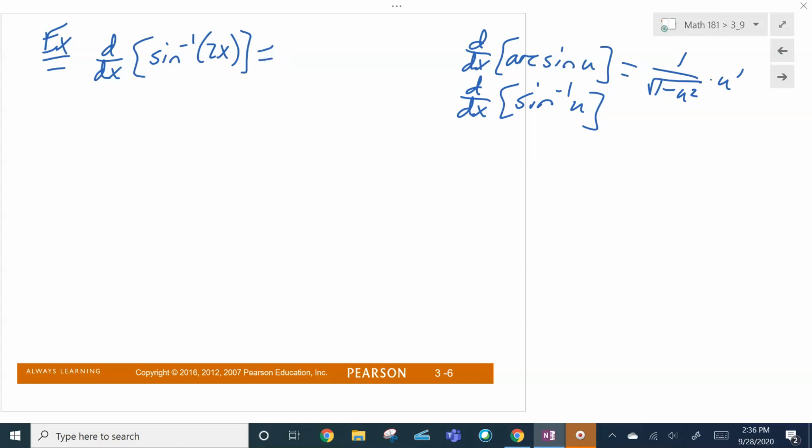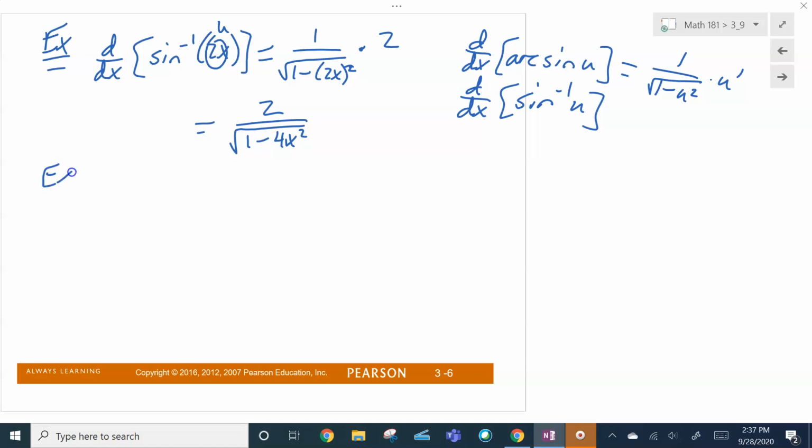So I'm just going to follow that. I say, oh, okay, well, u is 2x. That's my u. So it's 1 over the square root of 1 minus u squared, and then chain rule. Since it's not just x, it's 2x, so I say, well, what's the derivative of 2x? It's 2. So this just ends up being 2 over the square root of 1 minus 4x squared. Right? 2x squared is 2 squared x squared. And that's the derivative of the arc sine of 2x.